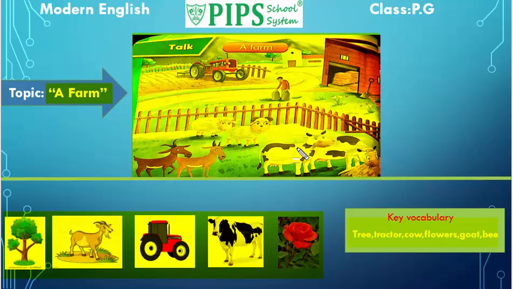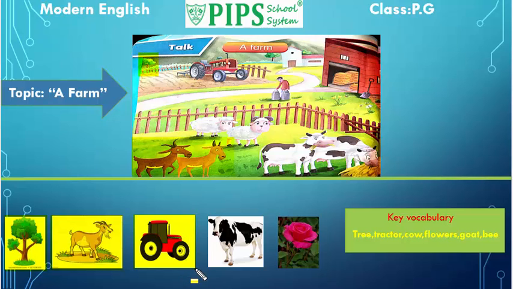Okay students, let's start. The first picture is a tree. What is this? This is a tree. Let us find this picture in this farm. Do you know where the tree is? Here is a tree. The next picture is a goat. Let us find this picture in this farm. These are goats.